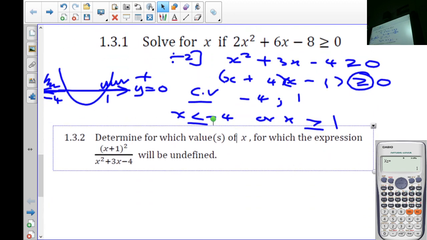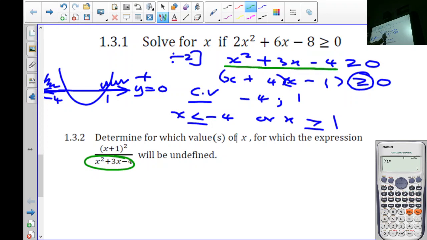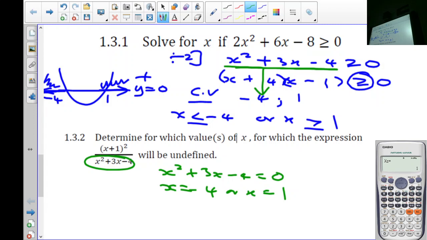Now it says determine for which value or values of x the given expression will be undefined. It will be undefined if the denominator is equal to 0. But hang on, I've seen that before. I've seen it here. Can you see that? Those are the critical values there. So where is this going to give us 0? At negative 4 and 1. So we have x squared plus 3x minus 4 is equal to 0, so x is equal to negative 4, or x is equal to 1. Okay, those are the values for which the expression will be undefined.